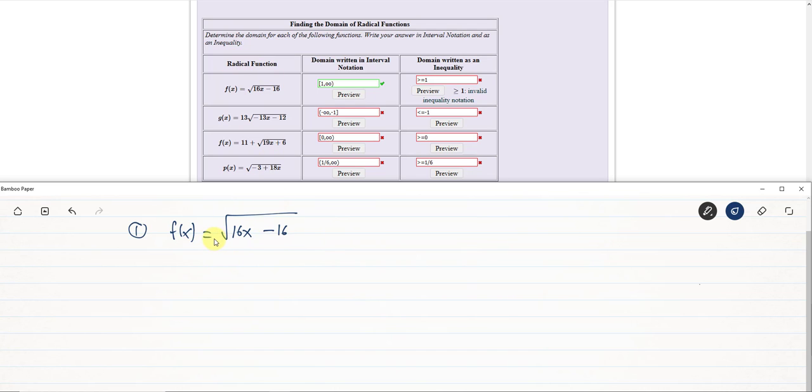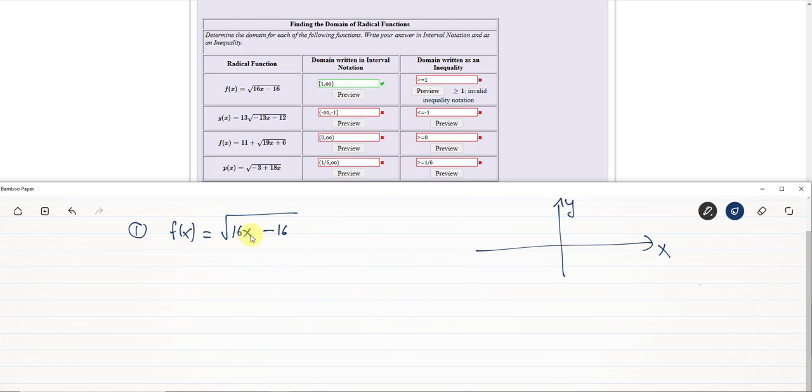Again, the domain is how far you can move along your x-axis, right? If you draw the x and the y, the domain is how far you are allowed to go on the x-axis that makes the function defined. Now this is a radical function.